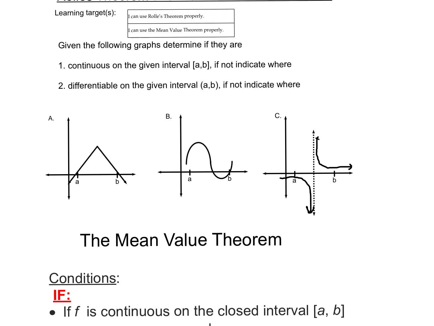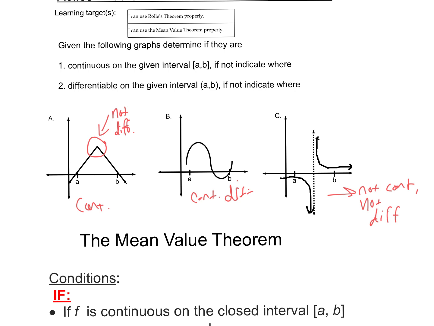Given the following graphs, determine if they are continuous and differentiable. So I'm going to do the first one with you, and then I'll have you see if you can figure out the other 2. So our first one, it is continuous, right? There's no gaps, holes, or asymptotes. However, what is wrong with that guy? That's right. He's not differentiable. You can't take the derivative of a corner. So try B and C for me. Pause the video, and when you're back, I'll have the answers.